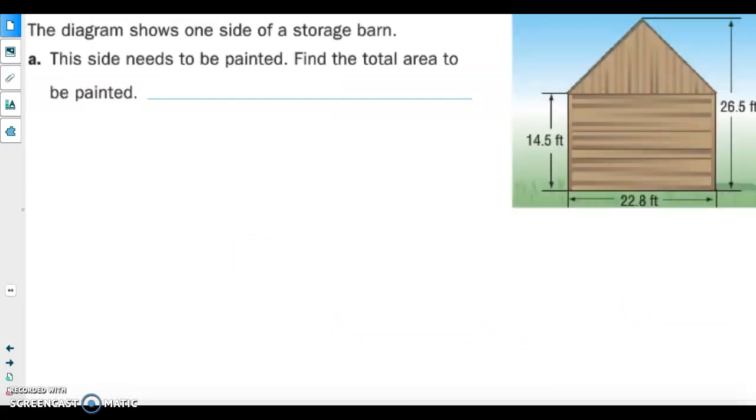I'd like you to read this problem, and I'd like you to try to find the area of this figure. Again, it's a triangle and a rectangle. You're going to do the same thing we just did, find the area of both, and add them together. Please hit pause.